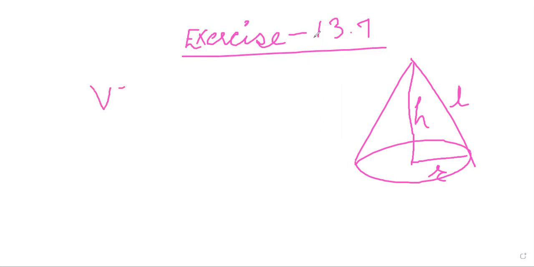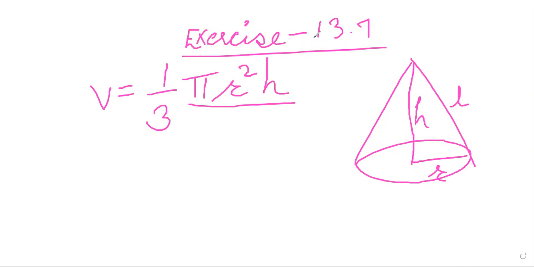So its volume, we just get it by an experiment. If we take a right circular cylinder with the same radius and height, we get by an experiment that the volume of the cone with the same radius and height is 1 by 3 of the volume of the cylinder. So the volume of cone is equal to 1 by 3 of pi r square h, as pi r square h is the volume of the cylinder.